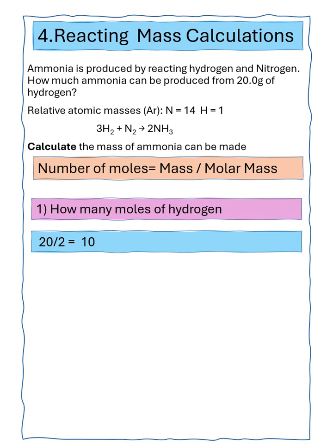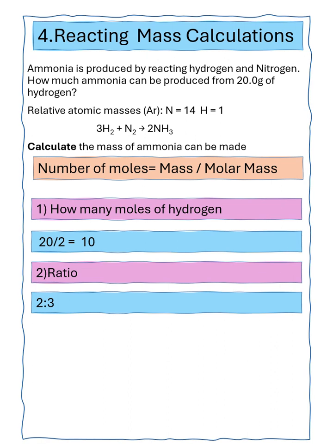So we've got 20 grams of hydrogen, which is the mass. We've got to divide that by the molar mass of hydrogen, which is 2. So we've got 10 moles of hydrogen. We've then got to look at the ratio between the hydrogen and ammonia. For every 3 hydrogen, we make 2 ammonia. So the ratio is 2 ammonia made for every 3 hydrogen.